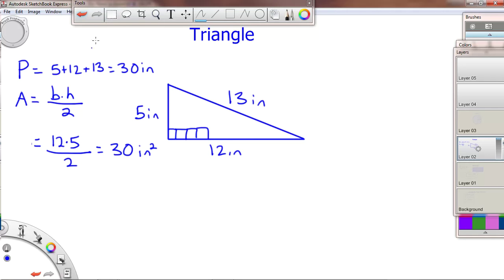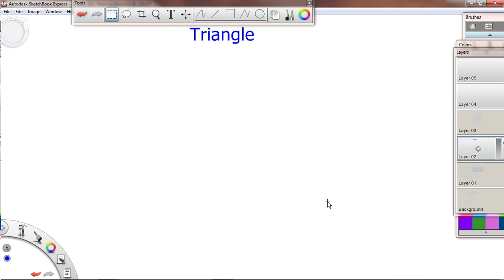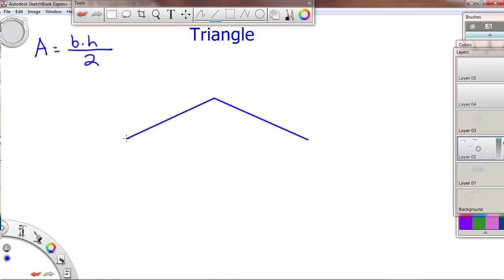Let's do one more example. I'm going to keep this formula over here so we can reference it. And that's area is equal to base times height divided by 2. Okay, let's go ahead and draw this one here. Now these are not going to be exact numbers. I mean, the numbers work, but they're not going to make sense with the picture. It's not drawn to scale, I should say.